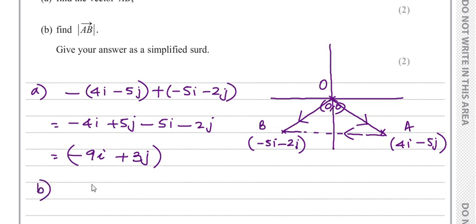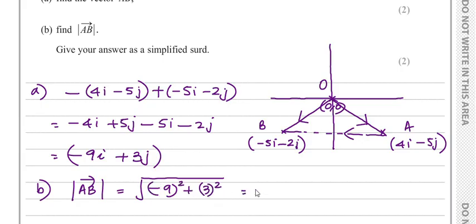So B is the modulus of vector AB. This is nothing but the Pythagorean value of this. That is, we need to put this as the square root of minus 9 squared plus 3 squared, which simplifies to the square root of 81 plus 9, which is equal to the square root of 90.